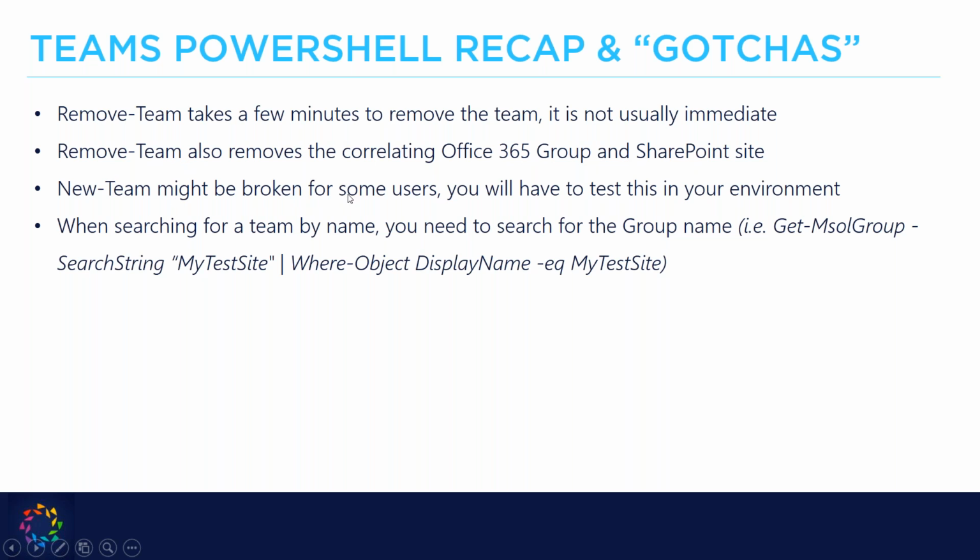New team might be broken for some users, as I mentioned. You're going to have to test this in your own environment to see if it has been officially fixed by Microsoft or not. When searching for a team by name, you need to use the group name, not the team name, although in most cases they are the same unless you've changed the team name after the fact. As an example, Get-MsolGroup, which is Microsoft Online Group, with a search string, and you're going to be using the name of the group.